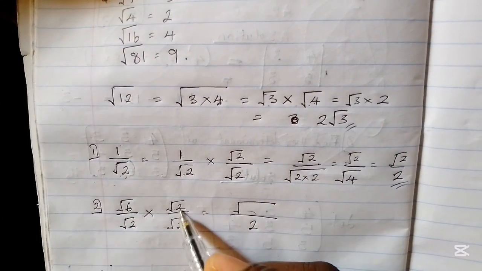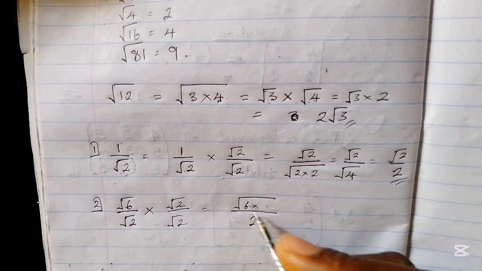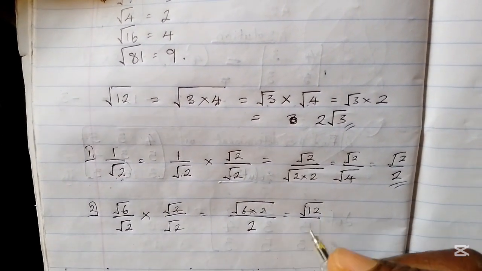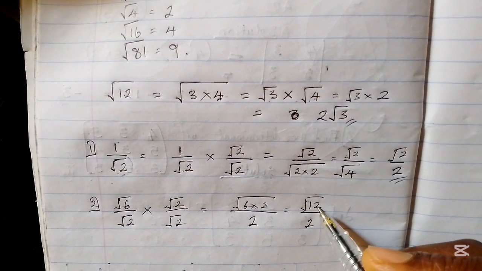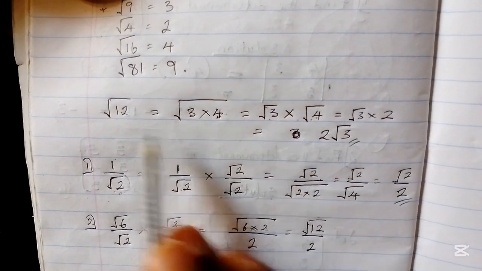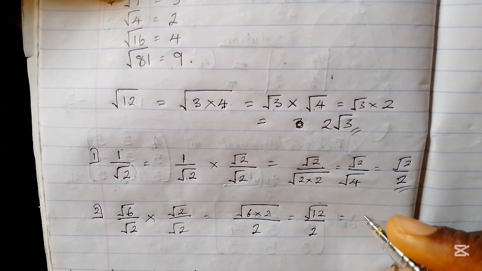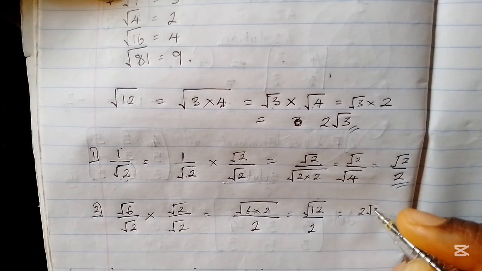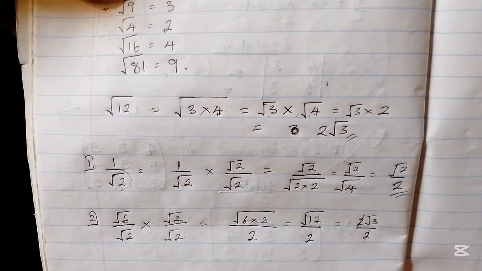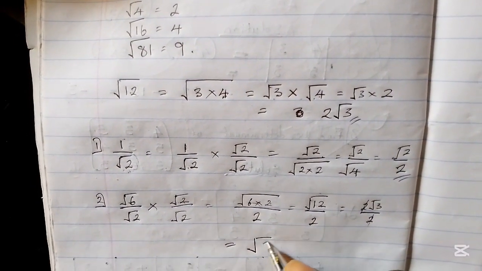Then we have this one, root 6 times root 2. Put this in short form, root of 6 times 2, and then it will give us root 12 all over 2. We already know root 12 from what we solved earlier. Root 12 will give us 2 root 3. So that's how it gave us 2 root 3 all over 2. Now 2 can divide all, and what we have remaining here is root 3.